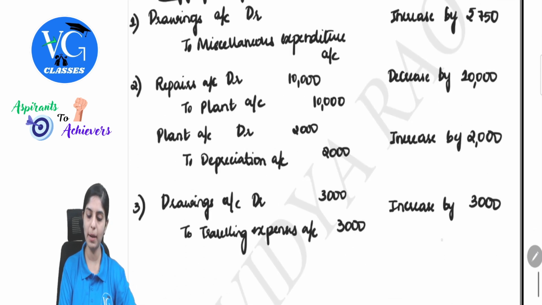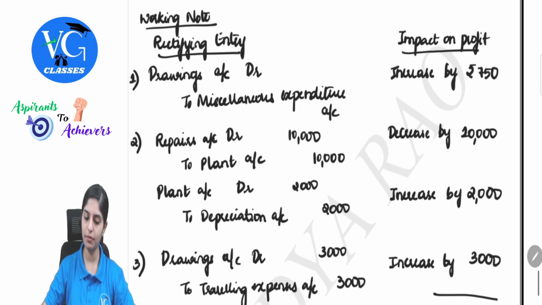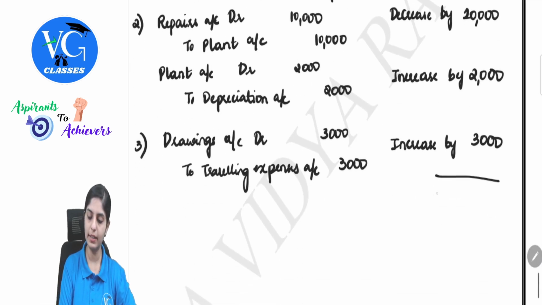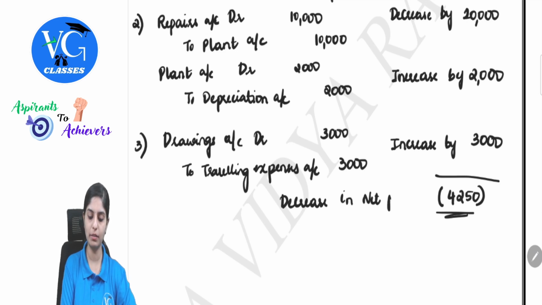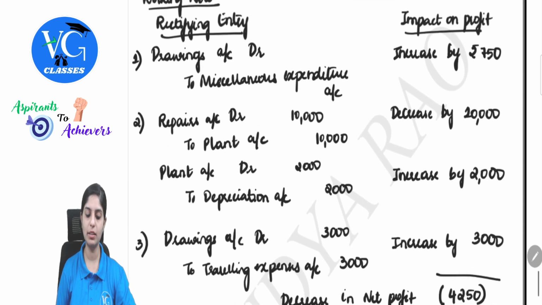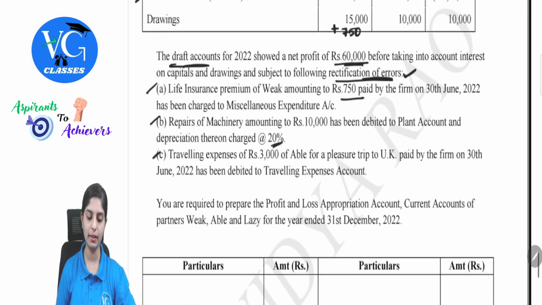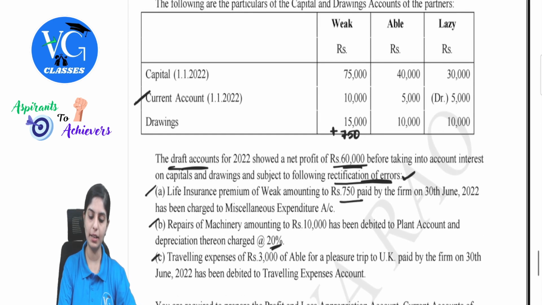So let's find out the net impact on profit. There is an increase 750, minus 10,000, plus 2,000, plus 3,000. So there is a decrease of profit by 4,250 because it is negative. Decrease in net profit. Now remember, with respect to the last entry, this was also drawings of Able. We will add plus 3,000 to Able. Clear with this?